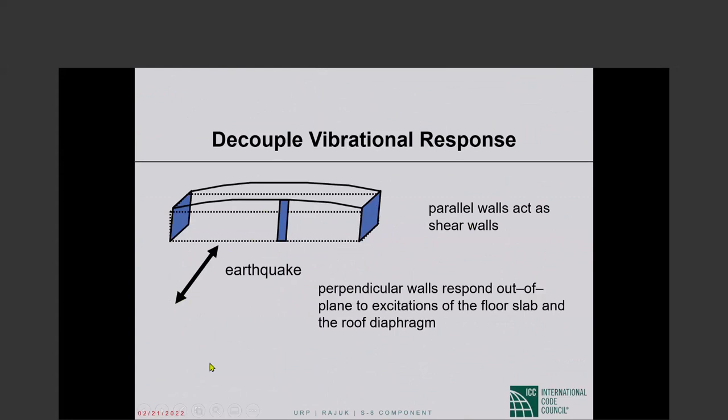So this is the direction of earthquake. Parallel walls act as shear walls. The perpendicular walls, they are bending out of plane. Perpendicular walls respond out of plane to excitations of the floor slab and the roof diaphragm. So the wall is vibrating out of plane, and the diaphragm is doing its own thing in its own plane. Okay, and unless the connections between the walls bending out of plane and the diaphragm are very strong, there is even possibility of the diaphragm separating and causing serious problems.